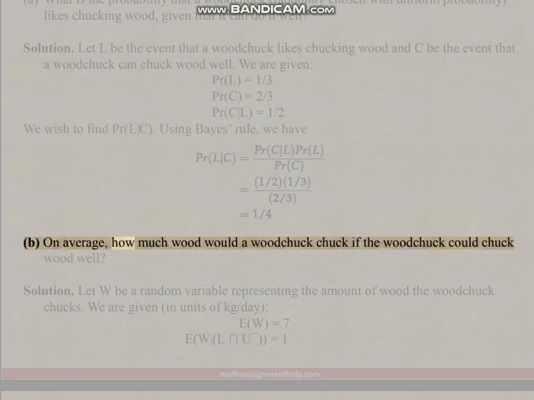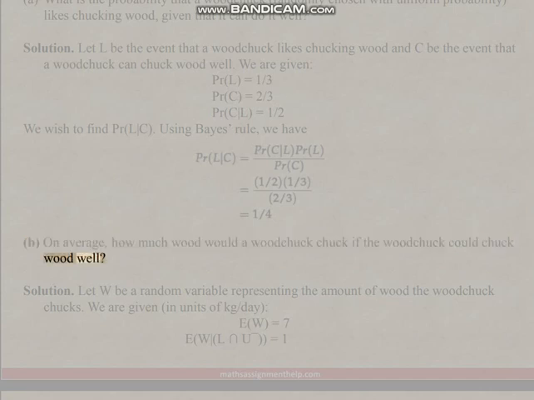B. On average, how much wood would a woodchuck chuck if the woodchuck could chuck wood well? Solution. Let W be a random variable representing the amount of wood the woodchuck chucks. We are given, in units of kg/day, E[W] equals 7, E[W | L intersection not C] equals 1.